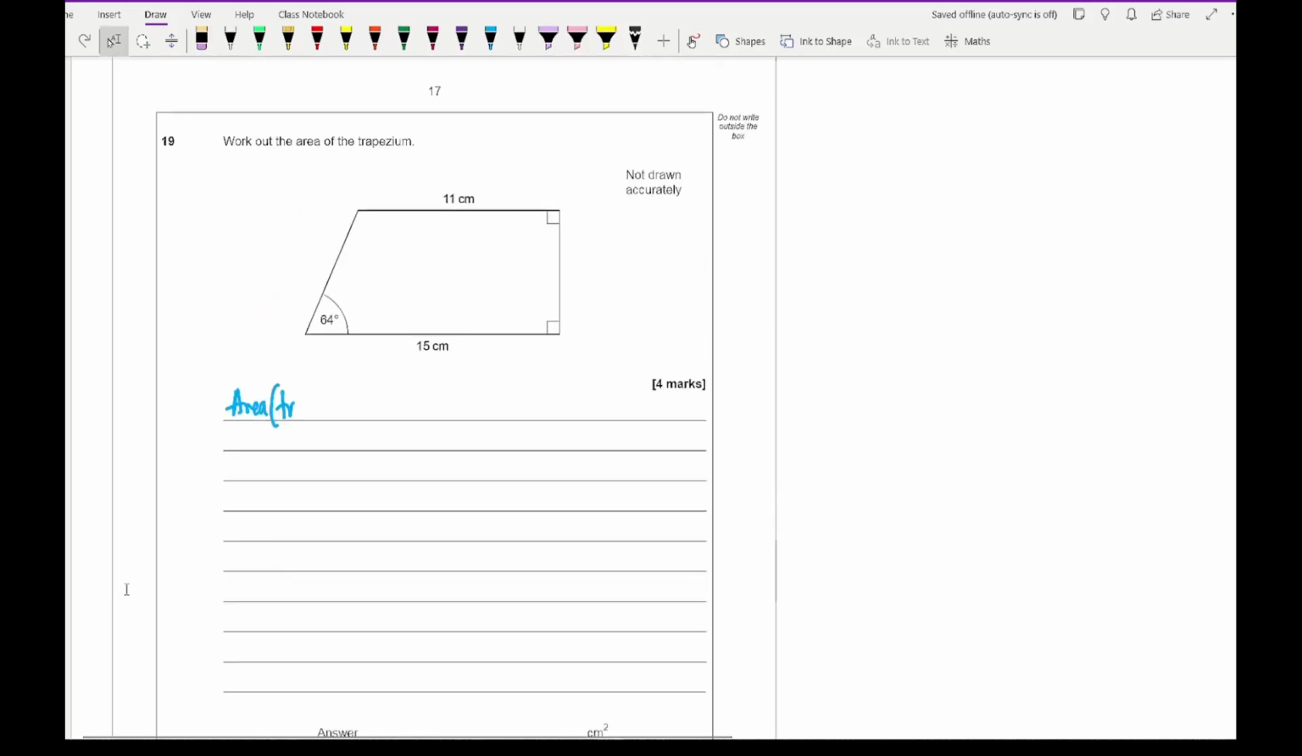Let's just move up a little bit. So there we've got area of the trapezium is equal to a plus b times h divided by 2. So first things first, I need to work out what h is, because a is 11 and b is 15. Now for this, what I'm going to need to do is use trigonometry.